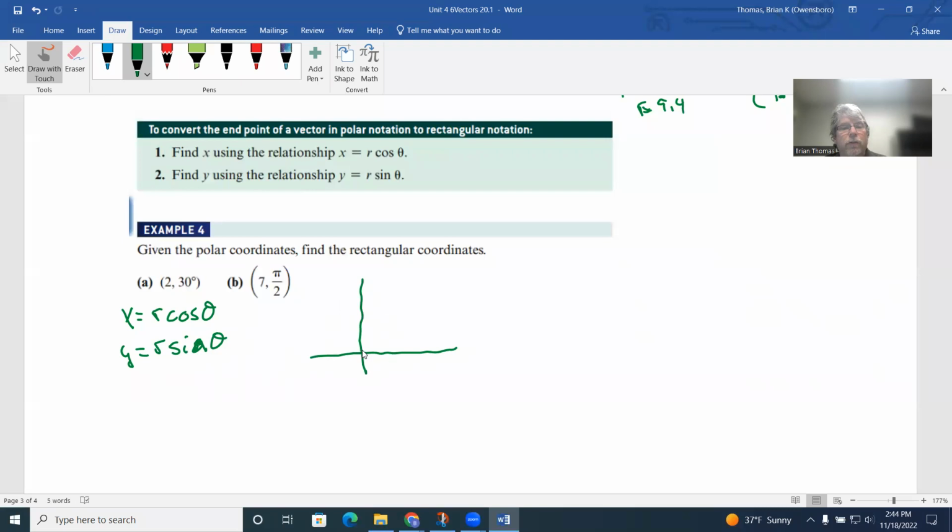If I drew a picture of this, the vector itself would have a length of 2, and this angle here would be 30 degrees. What I'm looking for is the height, y, and the horizontal direction, x. Notice that to do that, it would be the opposite over the hypotenuse. So the sine of 30 degrees equals y over 2. Then I'd cross multiply, and y equals 2 times the sine of 30 degrees.